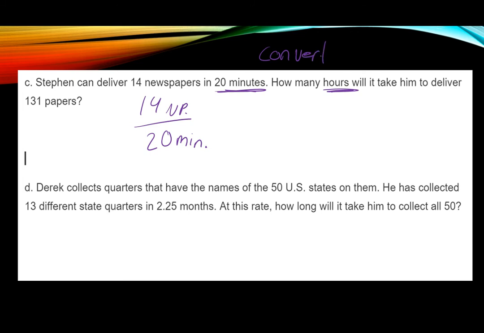Little note up here, convert from minutes to hours. But first, we got to figure out how many minutes, right? Can't just skip a step. So we're going to set this equal to 131 newspapers. And we're trying to figure out if he can do 14 newspapers in 20 minutes, it would take him how long to do 131 newspapers?